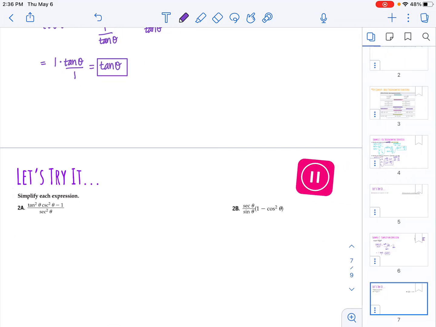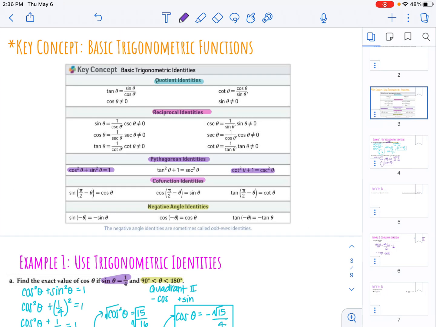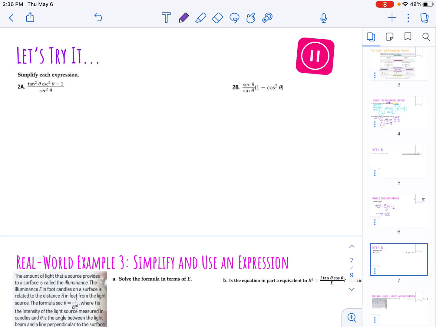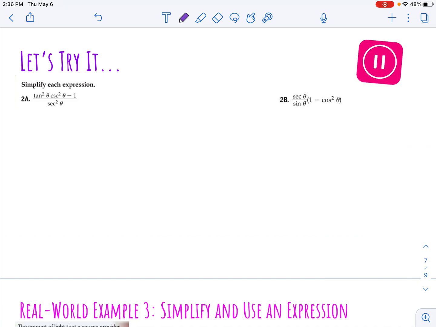So now I'd like you to pause and try 2A and 2B, using your chart from up here to simplify these expressions.